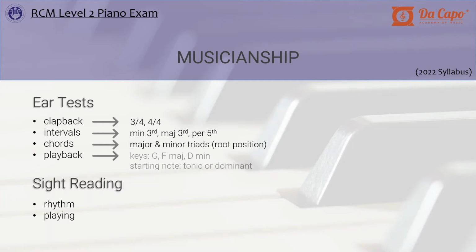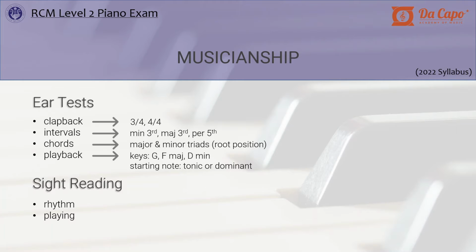And for the playback, the possible keys here in which the melody might be are G or F major or D minor, and the starting note is still either the tonic or the dominant. Now remember, the playback is where the examiner plays a short melody for you, and then you go up to the piano and you have to try to recreate it as best you can. Okay, so that covers the ear tests.